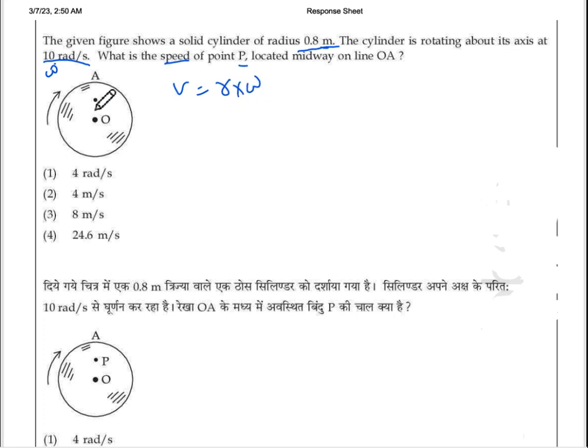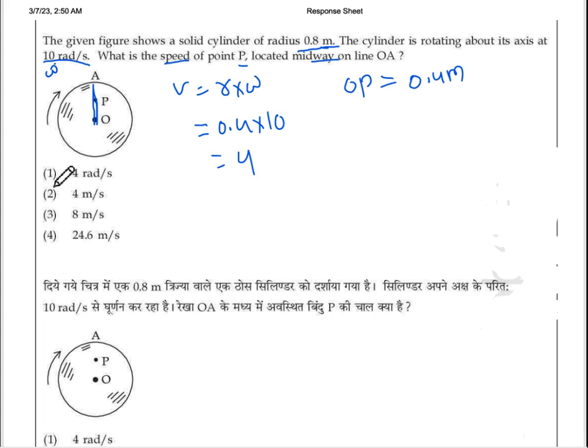Here R is the distance from O to P, and the question says P is the midway of OA. If OA is the radius of the circle, which is 0.8 meter, then OP will become 0.4 meter, which is half of the radius of the circle. So now you just put here, it will become 0.4 into 10 radian per second. So the answer will be 4.